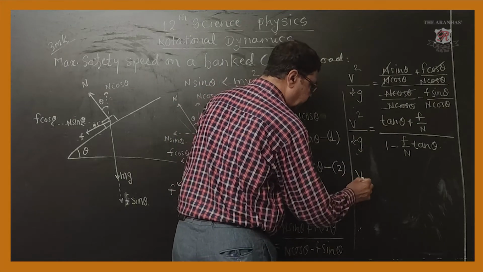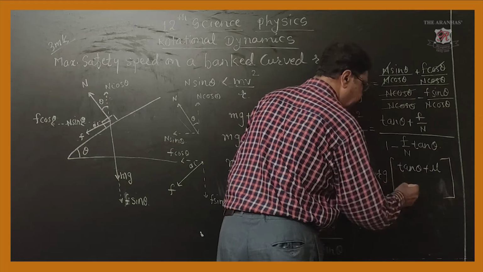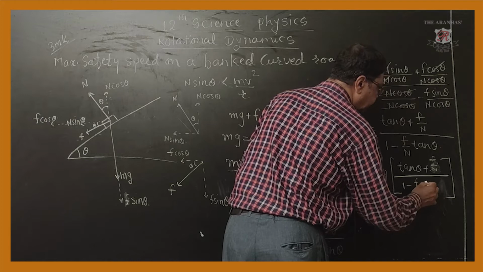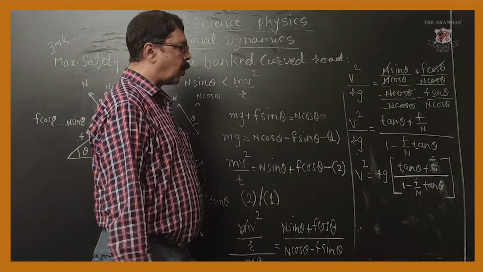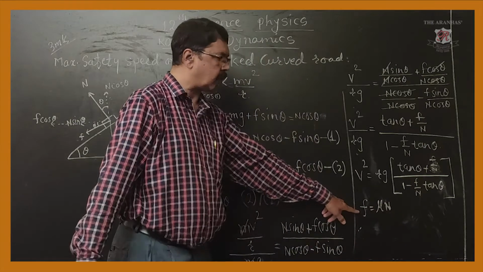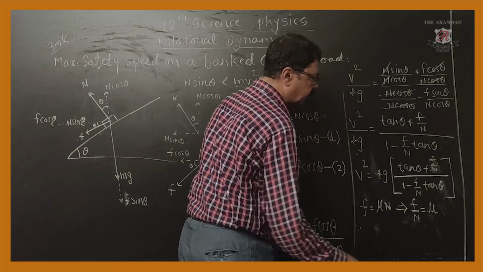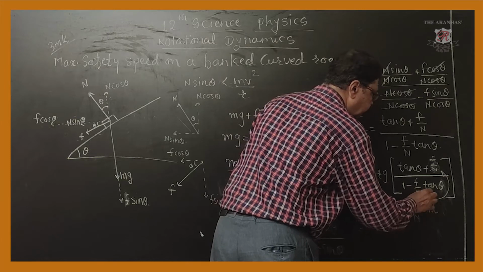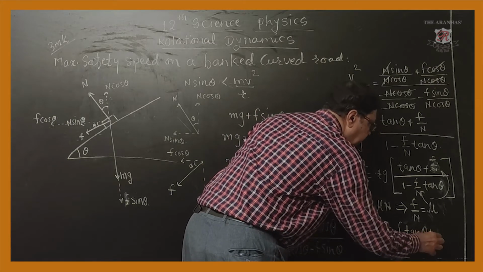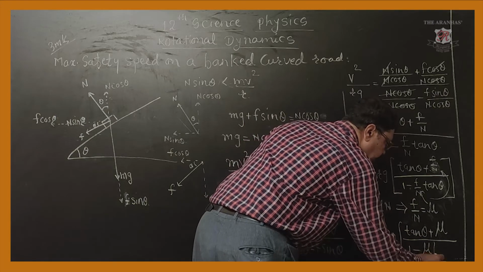Shift this rg on the other side. Rg into the bracket tan theta plus mu upon 1 minus f upon N. Then in the next step we will substitute for that. Now again, what does the first law of friction say? It says that force of friction equals mu N. This is according to the first law of friction. So from this I get f upon N to be equal to mu. So I have to substitute it here and here. So v square equals rg into tan theta plus mu upon 1 minus mu tan theta.